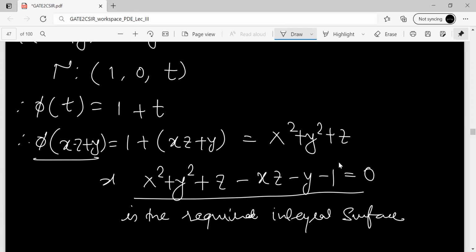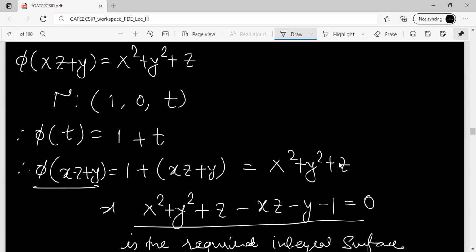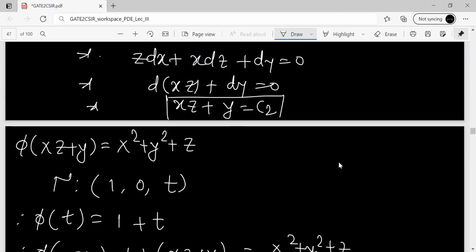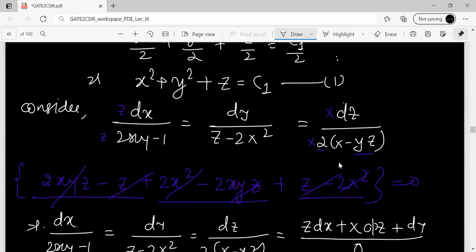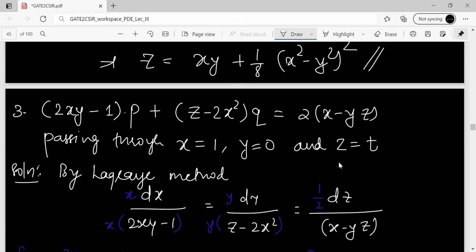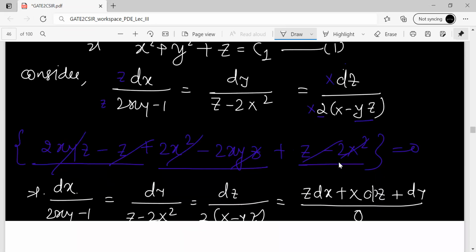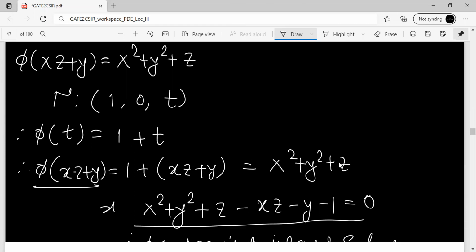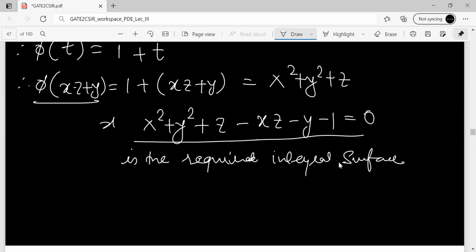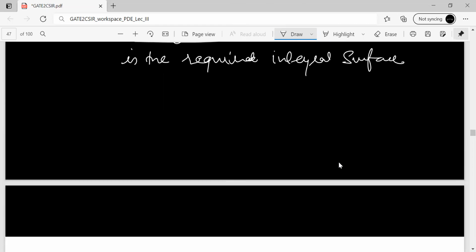Okay, so I hope you got the Cauchy problem. But again, let me make it very clear, because this is Cauchy problem for linear PDE. I'll get back again in my next session with the Cauchy problem for non-linear PDE, when we complete non-linear PDE by solving by Charpit method.